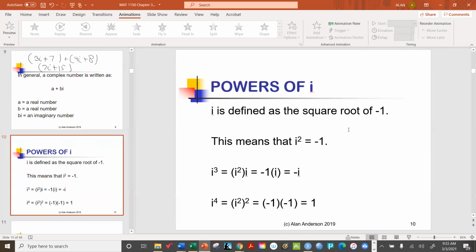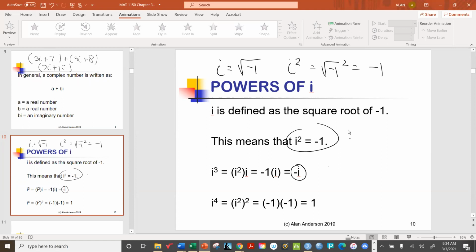Okay. So now clearly, if i equals the negative square root of negative 1, it stands to reason that i squared is negative 1. And that's exactly correct. Now, that means that i cubed, which is simply i squared times i, must be negative 1 times i, or negative i. So i cubed reduces to negative i. And then i to the fourth, which is i squared squared, is negative 1 times itself, or just 1.